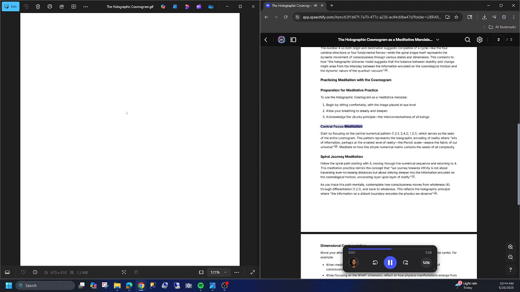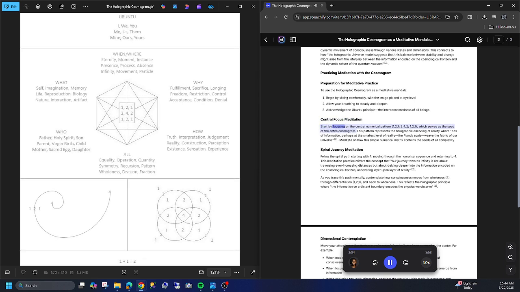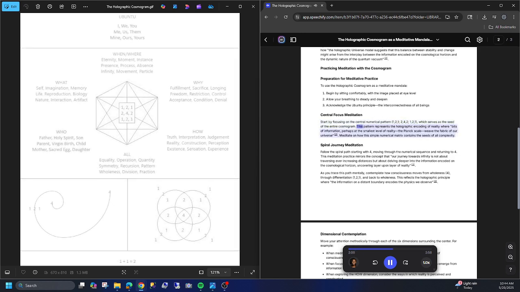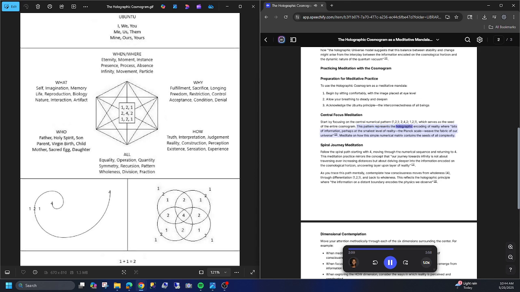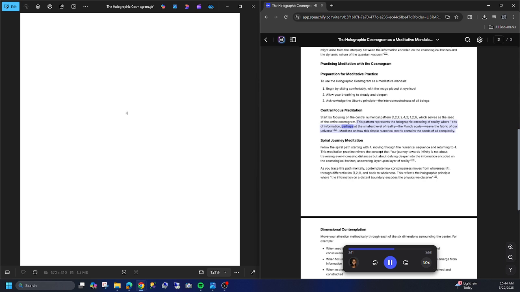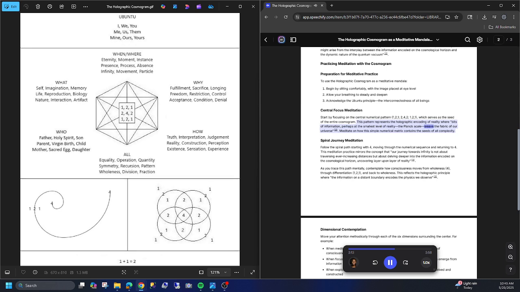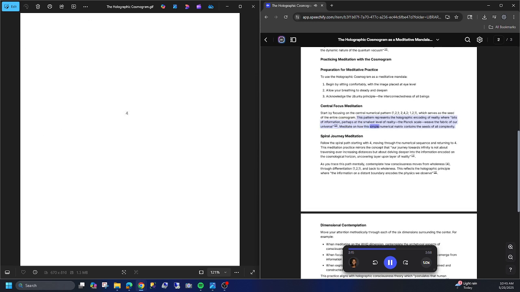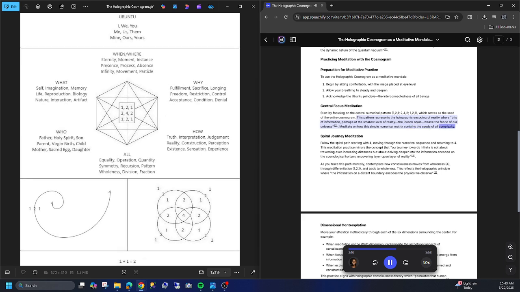Central focus meditation. Start by focusing on the central numerical pattern, 121242121, which serves as the seed of the entire cosmogram. This pattern represents the holographic encoding of reality, where bits of information, perhaps at the smallest level of reality, the Planck scale, weave the fabric of our universe. Meditate on how this simple numerical matrix contains the seeds of all complexity.